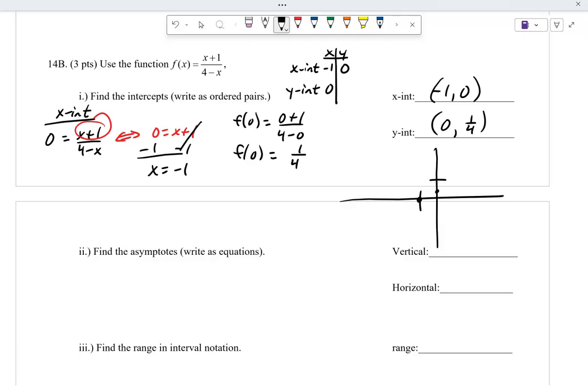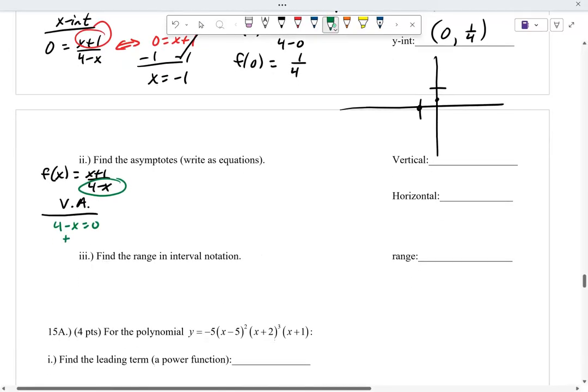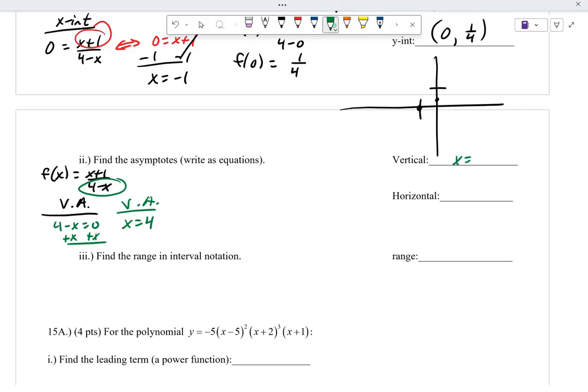Now let's find our intercepts, or I'm sorry, our asymptotes. So here's our function f of x equals x plus 1 over 4 minus x. To find our vertical asymptotes, this is where this thing is undefined. Well, it's wherever our denominator is equal to 0. It's going to make this undefined, right? We cannot divide by 0. So I'm going to go ahead and add x to both sides. And it looks like x equaling 4 is our vertical asymptote. Now remember, we're never going to cross x equaling 4, right? Because that makes it undefined. We can't have a value of x being 4.